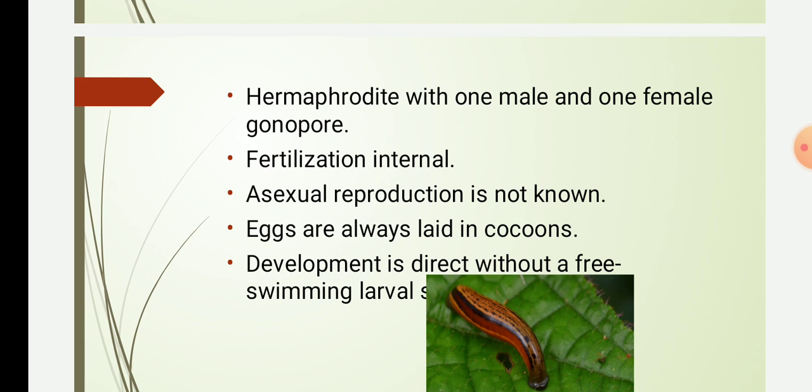Fertilization is internal here. Okay, and asexual reproduction is not known. Eggs are always laid in a cocoon, and development is direct, that is without a free larval stage. Okay, so this is about the Hirudinea. An example of Hirudinea is leeches. The common example is leeches.